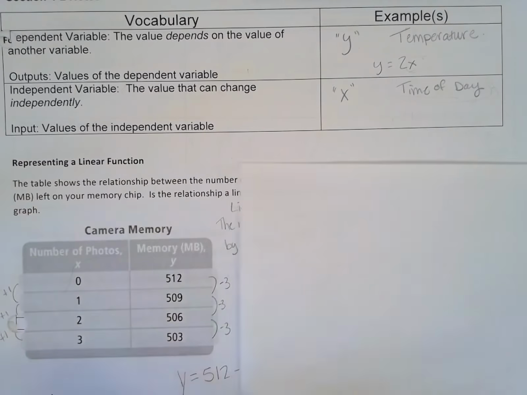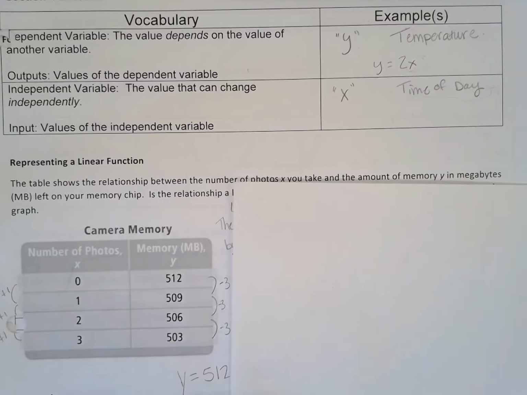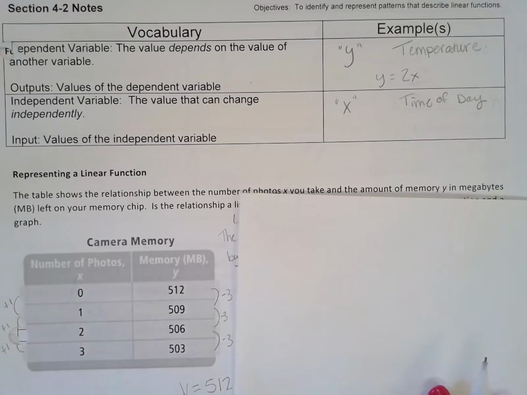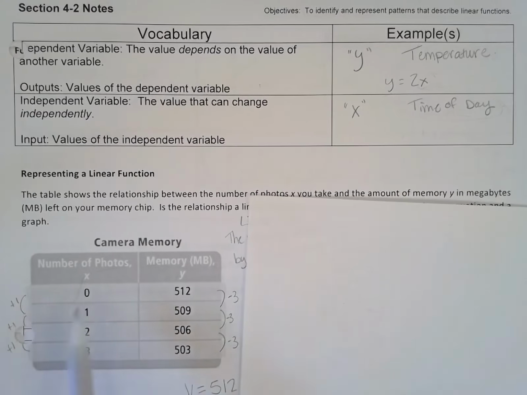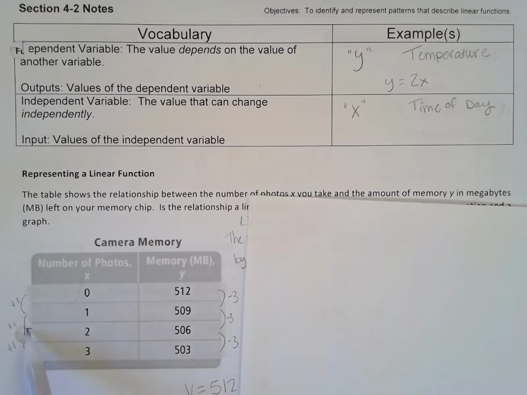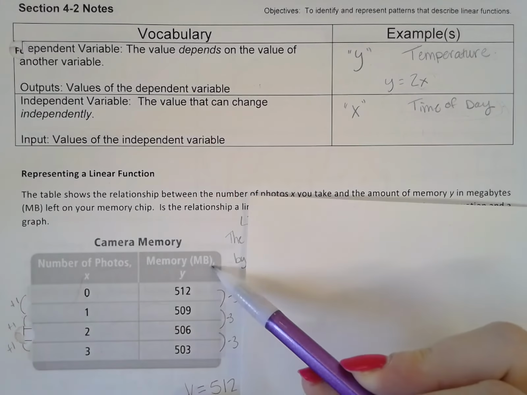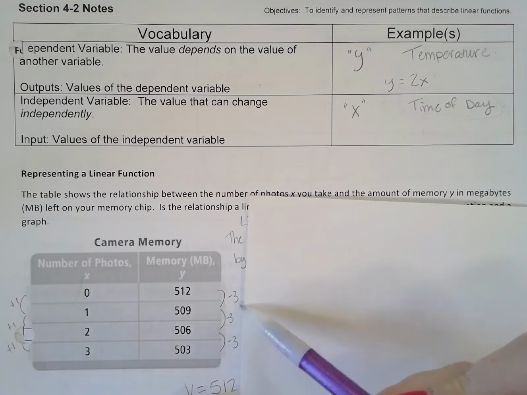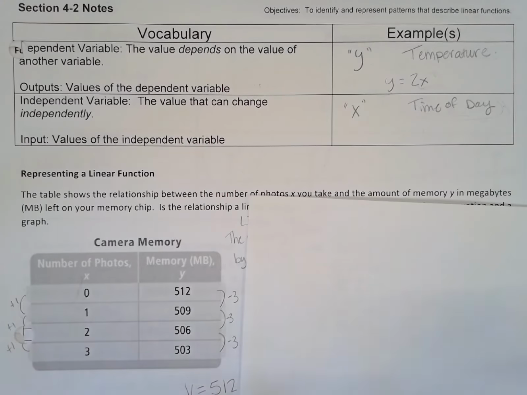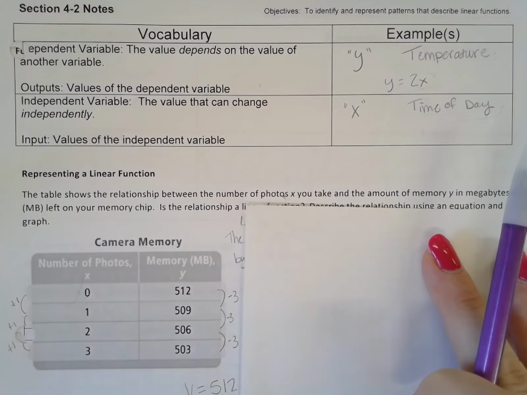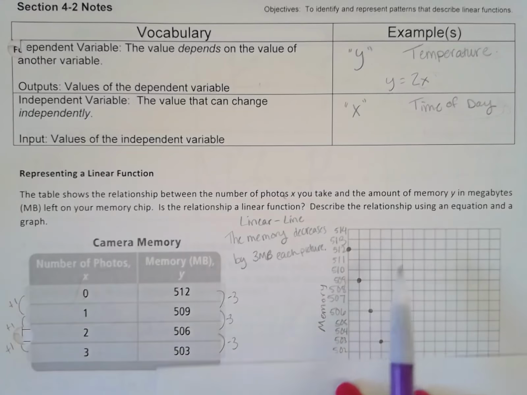So, taking a look at the table that it gives you, you'll notice that on the x, you're changing by 1, so the number of photos changes by 1 each time, and the amount of memory y decreases by 3 each time. So, let's start by graphing this equation.